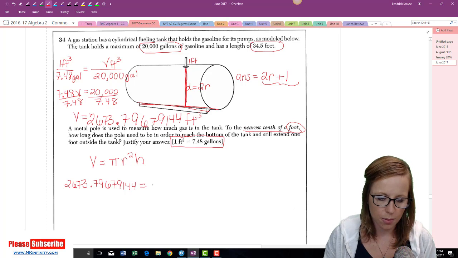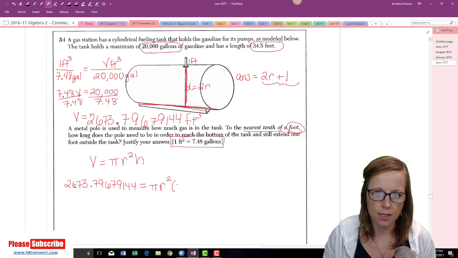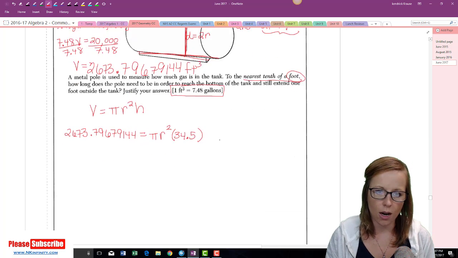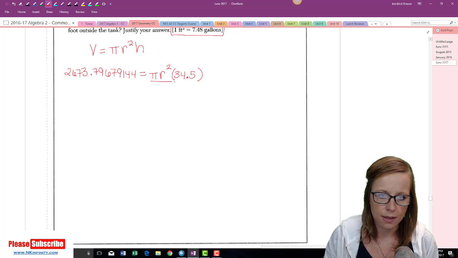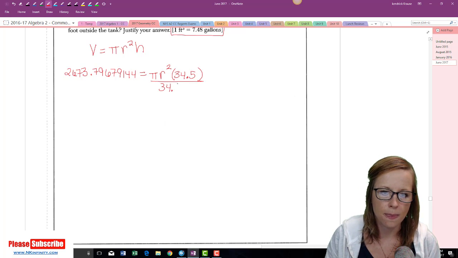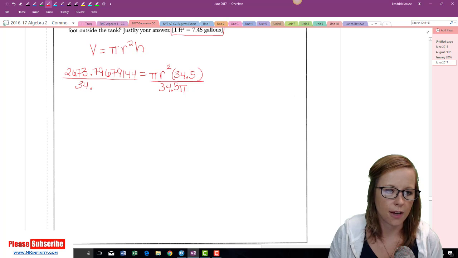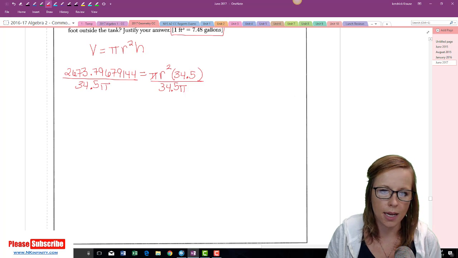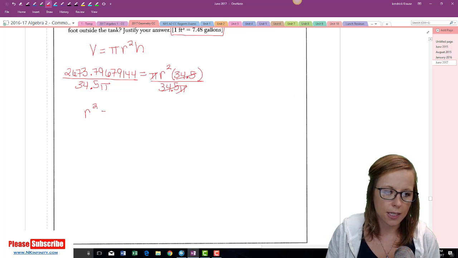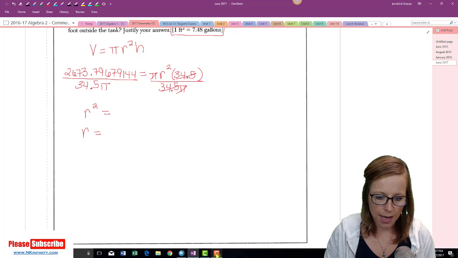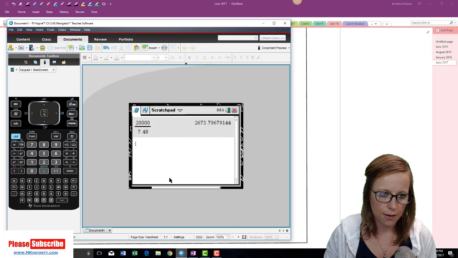2673.79679144 is equal to pi r squared times, and what did they say, 34.5 feet. So I want to solve for r, which means I'm going to divide by the 34.5 and the pi all at the same time. I'm allowed to do that. 34.5 pi. That'll cancel the pi. They'll cancel 34.5, and then I'll just have to square root. So r squared is equal to some crazy number, so r is going to be equal to a different number. Okay, so I'm going to take my volume number, I'm going to divide by 34.5 pi.